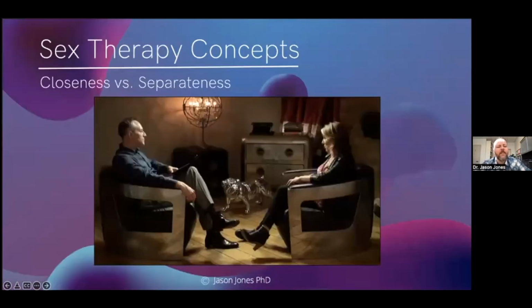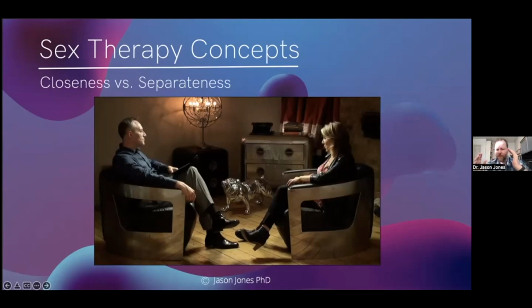The next one is closeness and separateness. And this is also, I think, an example of a dual control model where there are two different processes happening at the same time. And what matters is where they're balanced. So for some people, they want a lot of closeness in their relationship. That's how they feel very, very safe. They don't like a lot of separateness or independence. So they have a certain balance.